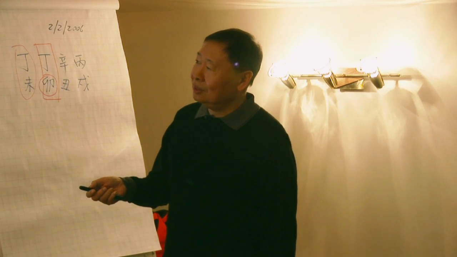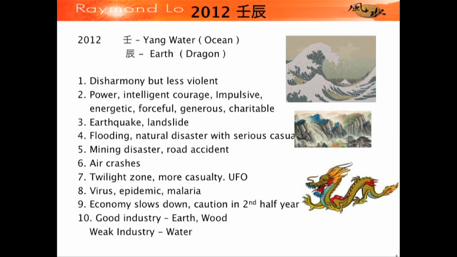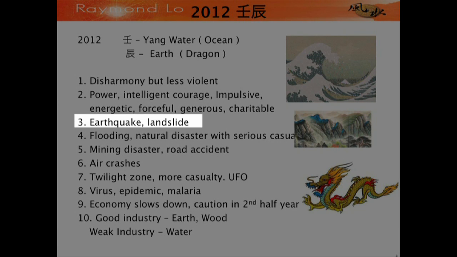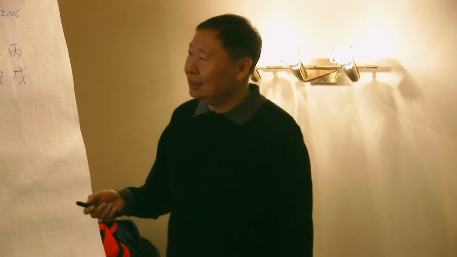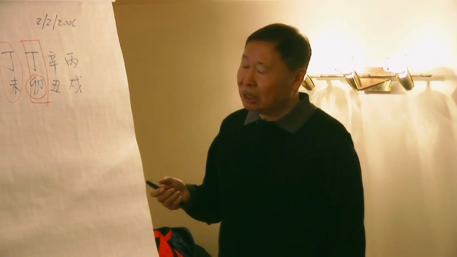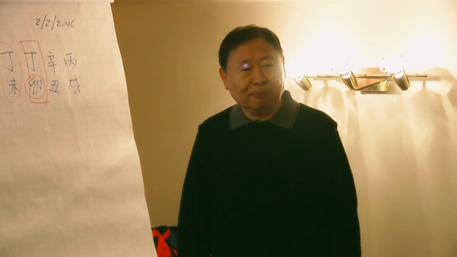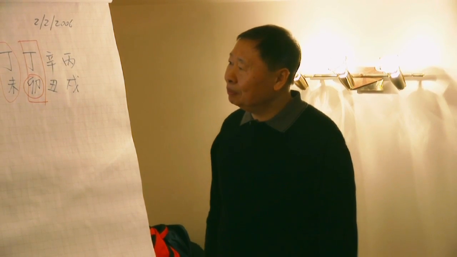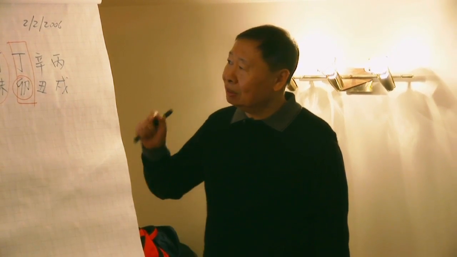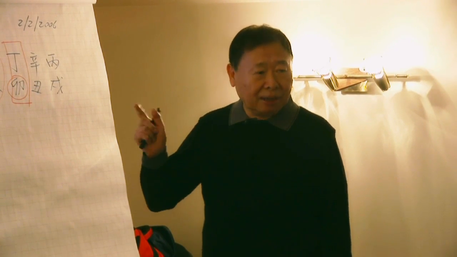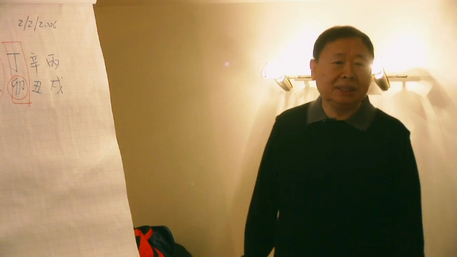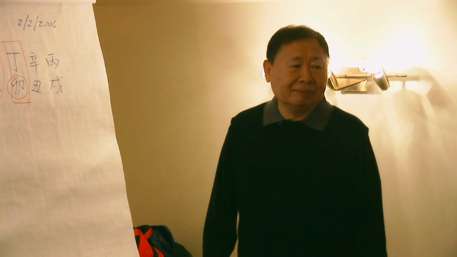Of course, next year the theme is earthquake and flooding. These are the most powerful things coming up next year. So as the dragon is very powerful Earth, we expect Earth disasters. Actually, there are a lot of big earthquakes in history that occurred during the dragon year. Later on, I will show you some examples. Actually, one of the big earthquakes in East Russia happened in a dragon year.